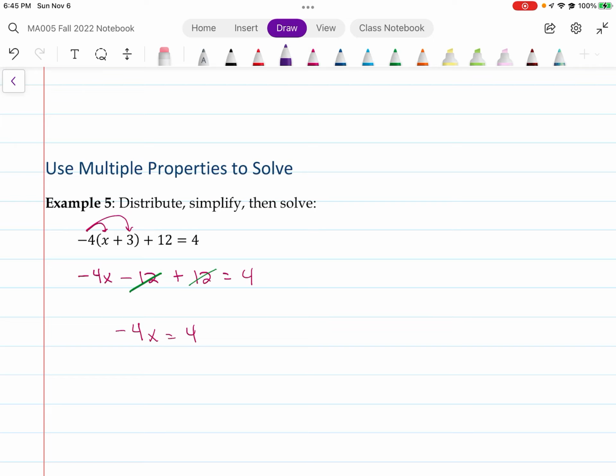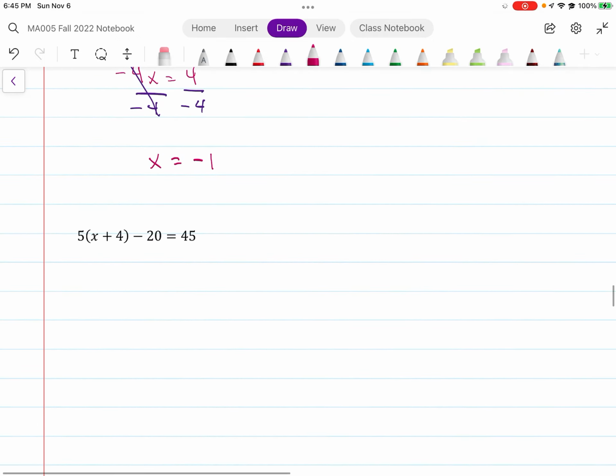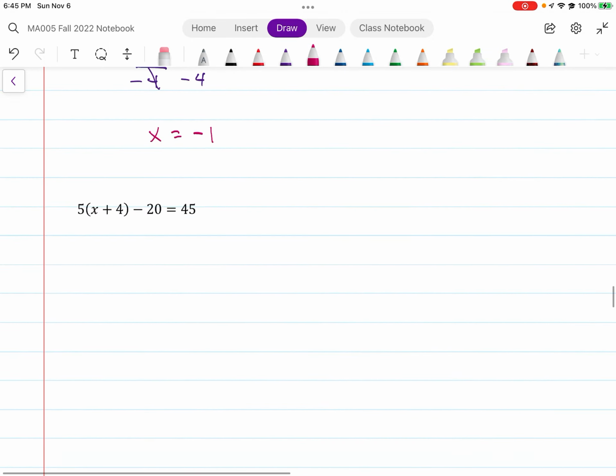So now I need to divide both sides by negative 4. And I get x equals 4 over negative 4 is negative 1. All right, next one. Why don't we give this one a try?